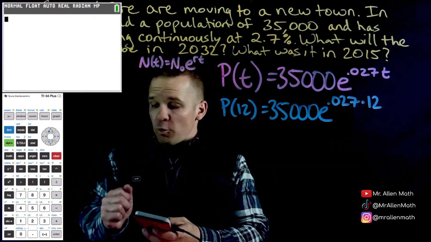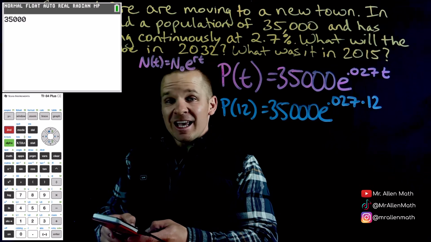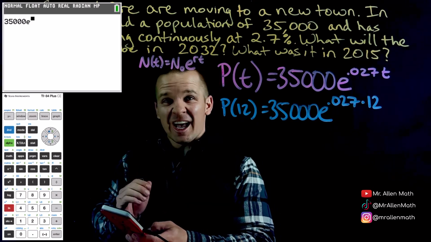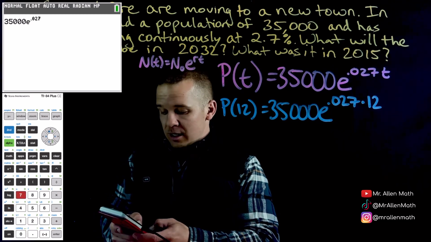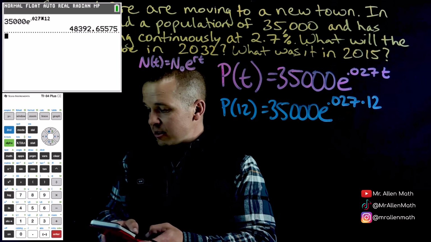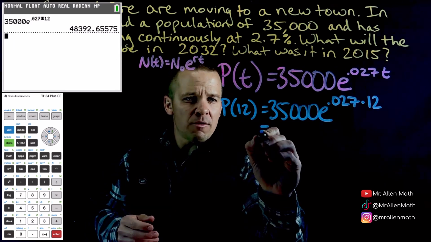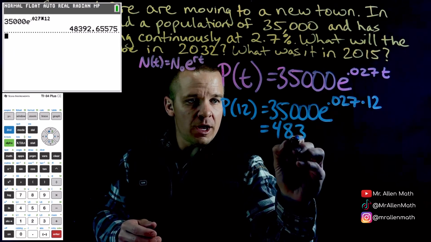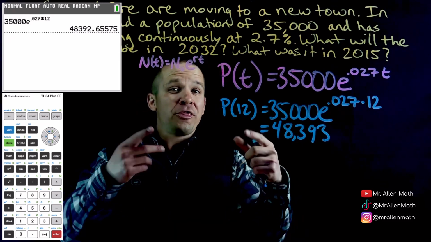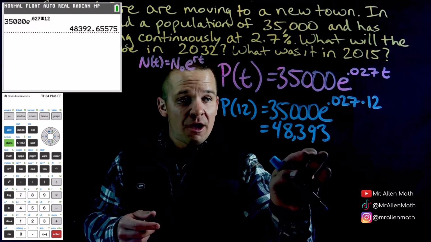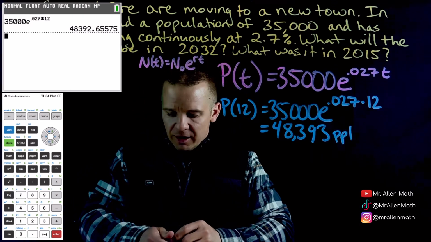All right, so let's see here. We've got 35,000. Then second e, that's second natural log, those keys on the left-hand side of your calculator. And then I'm going to raise it to the 0.027 times 12. Hit enter, and I've got 48,392.65. So we'll say 48,390. Sometimes we'll also ask you to the nearest 1,000 people, so that'd be 48,000. We'd cut that off. It would round down to 48,000 people. Cool.